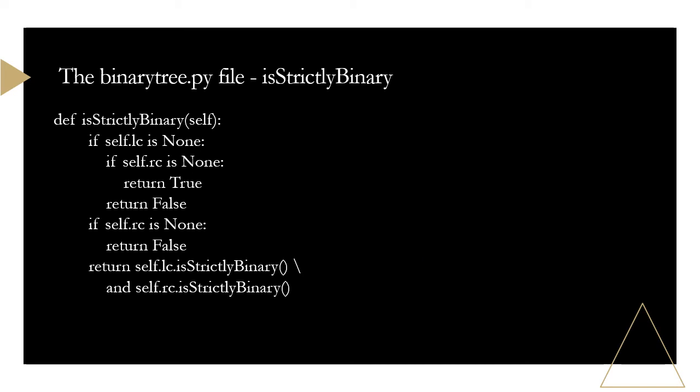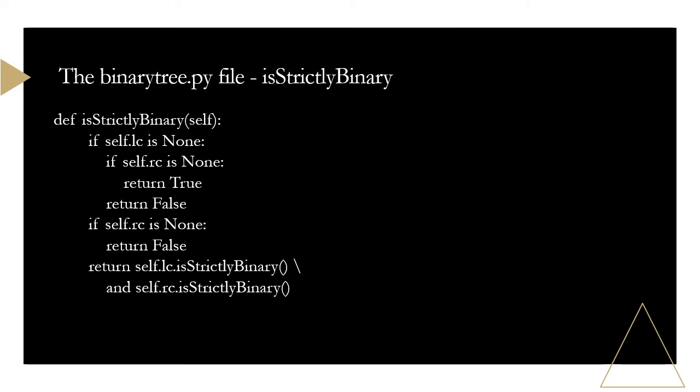Now we come to a different set of functions in the class btree. These are functions that help us classify our binary tree. The first one is called isStrictly binary. This function tells us whether the given tree is strictly binary or not. A strictly binary tree is one in which every node has either 2 children or 0 children, but there is no node containing just one child.